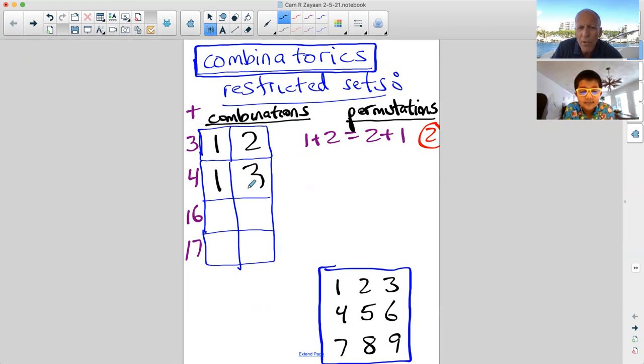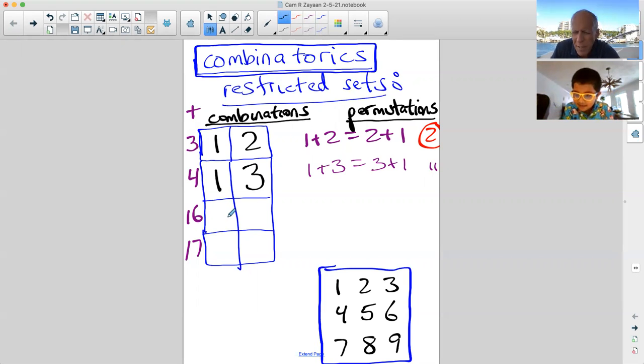And combinatoric mathematicians like to do everything in order. So order means from left to right, top down, least to greatest. Okay, you ready? Give me the 2 permutations for 4, please. So 1 and 3. And 3 and 1. Absolutely. It's a turnaround fact. That's right.